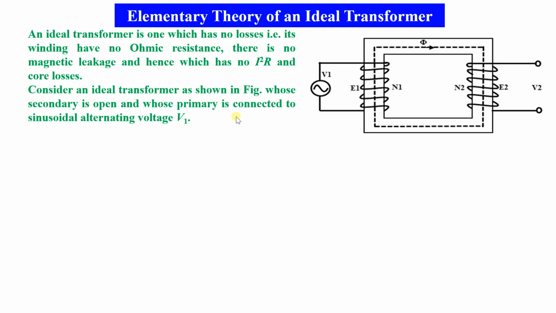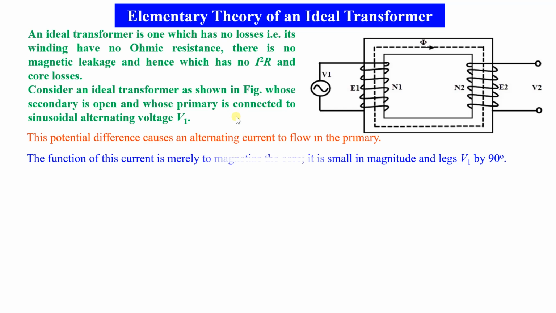If we consider an ideal transformer as shown in the figure, whose secondary is open and whose primary is connected to a sinusoidal alternating voltage V1, this potential difference causes an alternating current to flow in the primary. The function of this current is merely to magnetize the core. It is small in magnitude and lags V1 by 90 degrees. The current in the primary side, that is the IM current, lags the voltage V1 by 90 degrees.